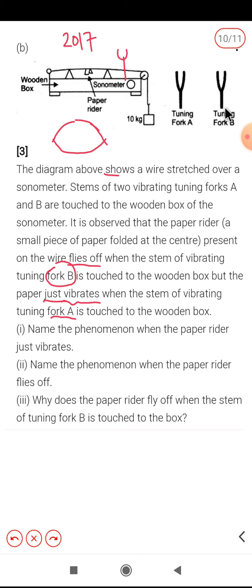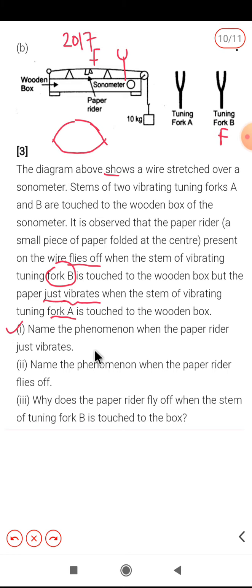Then they kept tuning fork B on this sonometer and paper rider flies off. Paper rider fell because there was a resonance. The resonance occurred. इसका मतलब क्या हो गया कि ट्यूनिंग फोर्क का जो फ्रिक्वेंसी है और स्ट्रिंग का जो नेचुरल फ्रिक्वेंसी है, they both are equal. Then only resonance occurred and the paper rider fell because the string vibrates with the maximum amplitude. ठीक है, तो ये देखो यहाँ पे देखते हैं, रीड करते हैं.